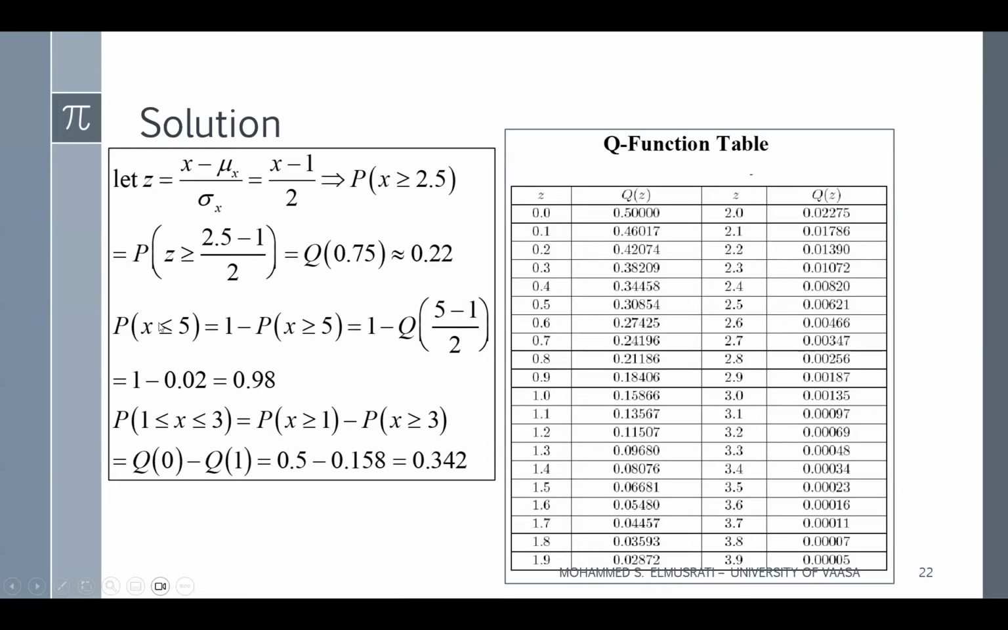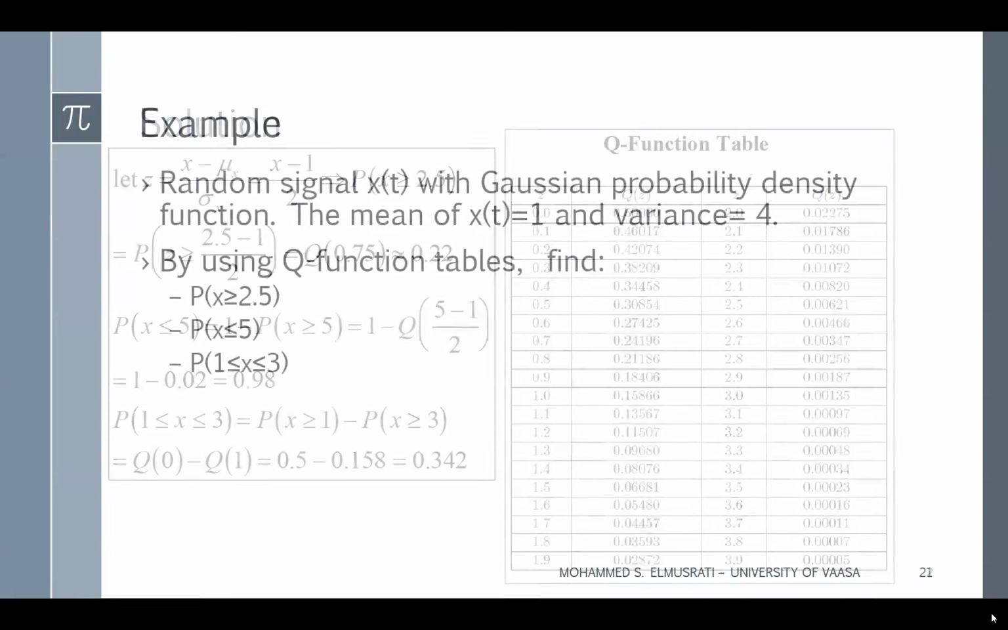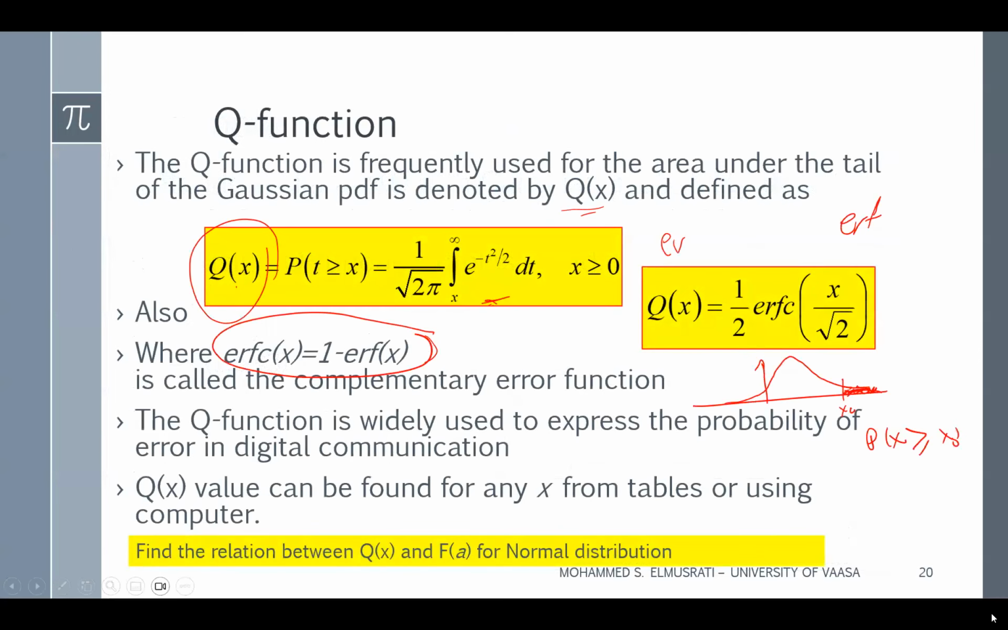And the probability that x is less than or equal to 5 is 1 minus the probability that x is greater than or equal to 5. Again, 5 minus 1 is 4, 4 divided by 2 is 2. So it is 1 minus Q of 2. If we look here, Q of 2 is 0.0227. So it will be 1 minus 0.0227, which is about 0.98. So this is the way that we can do calculations related to the Gaussian distribution.